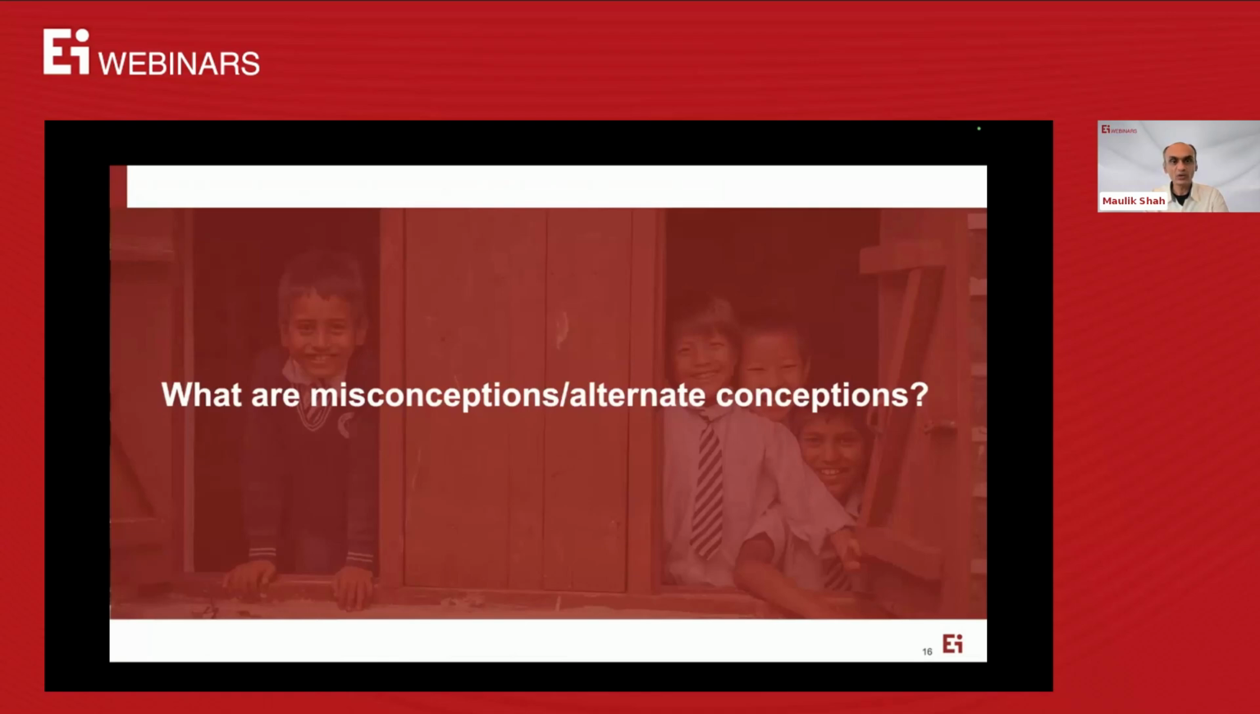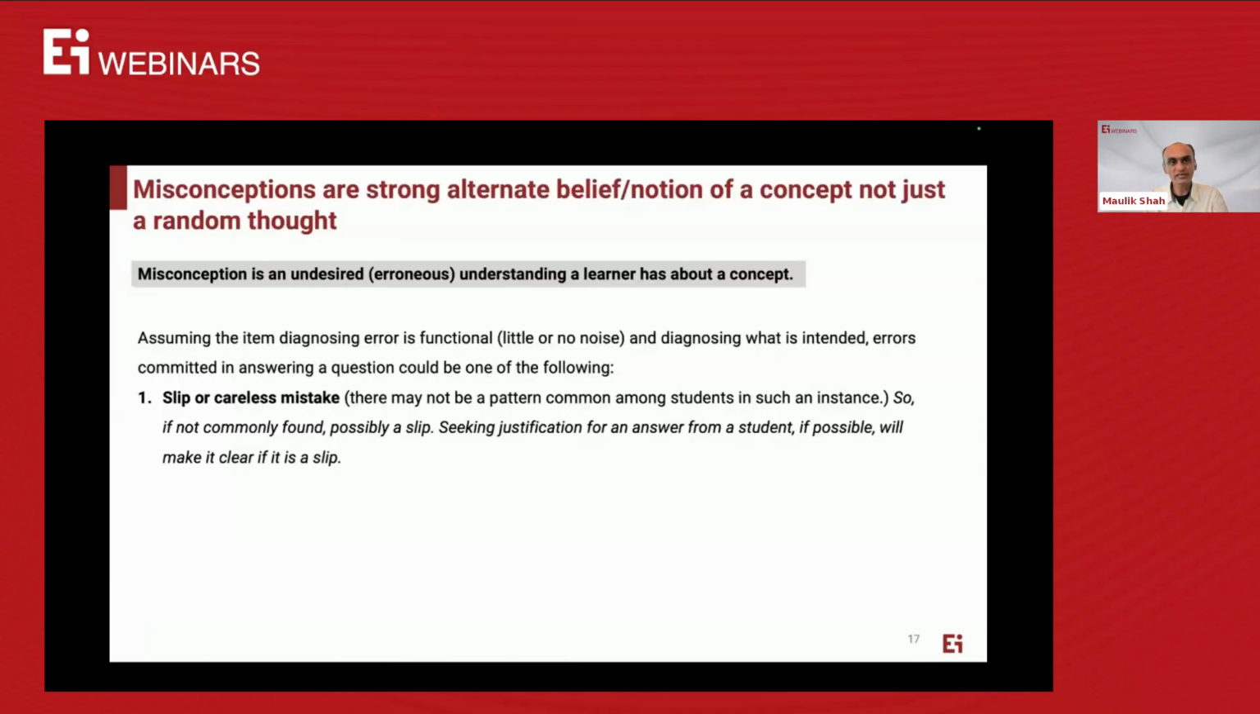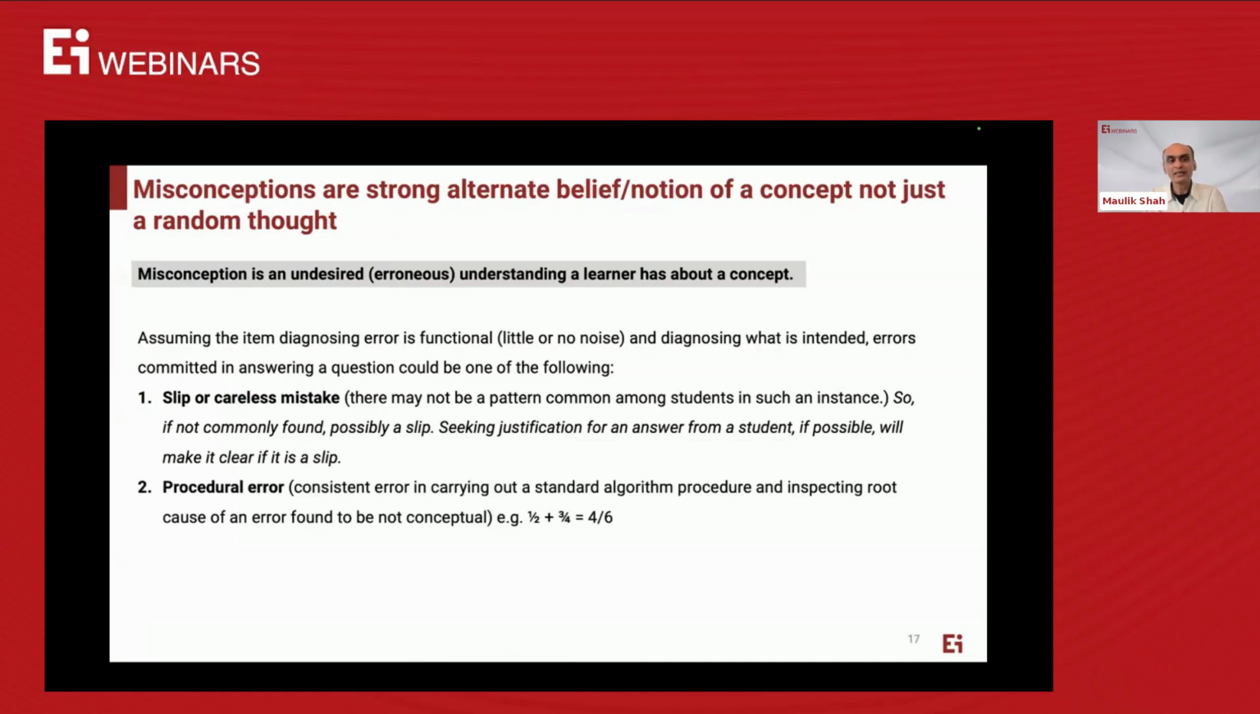So let's get into what are misconceptions and their sources. Misconception is an undesired understanding a learner has. So assuming a question is perfectly fine, free from any errors, one of the things could be a slip or careless mistake when they are answering. Let's even rule out that. Then what it demonstrates whenever they get it wrong is that they would be exhibiting some sort of procedural error. For example, in finding the sum of half and 3/4, they might arrive at the answer 4/6.